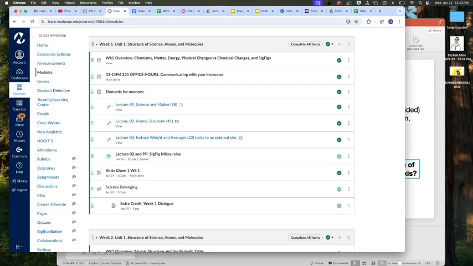Lecture 02 and PP, note, the color changed. Why did the color change? That's an assignment, something actually built into Canvas. That little writing, drawing icon means assignment. That's when you do PlayPosit, and that is the only time you do PlayPosit. For those other lectures, there is no PlayPosit. It does not exist.